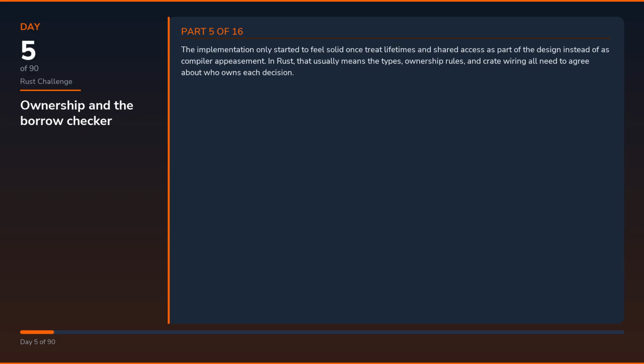The implementation only started to feel solid once I treated lifetimes and shared access as part of the design instead of as compiler appeasement. In Rust, that usually means the types, ownership rules, and crate wiring all need to agree about who owns each decision. I kept returning to one more rule: use Box, Rc, Arc, and references only after deciding what the aliasing story should be. That is the part that shortens debugging because the code tells you where to look instead of forcing you to reconstruct the intent from scratch.